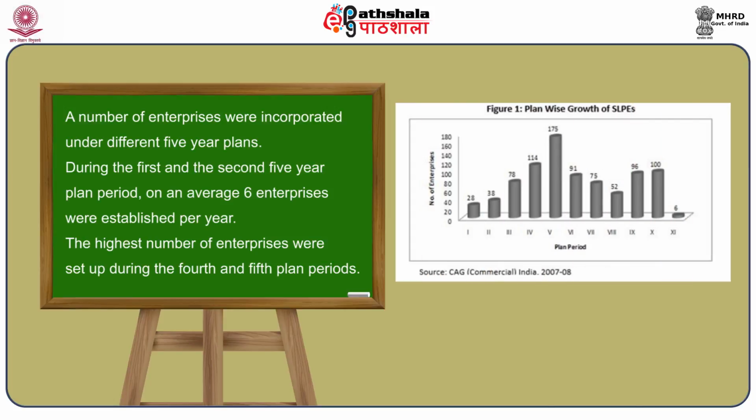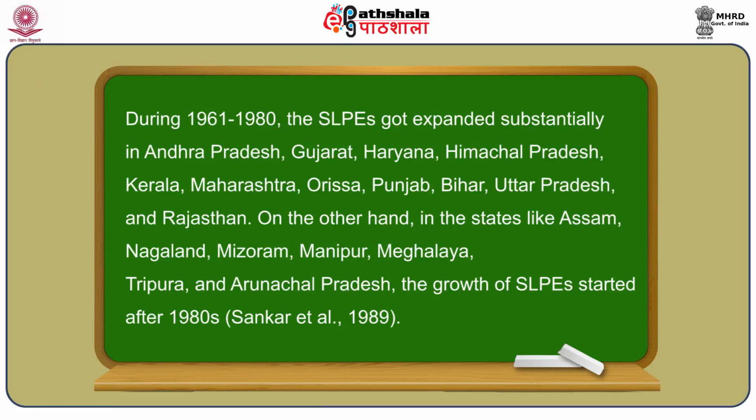A number of enterprises have been established over the 5-year plans. During the first and second 5-year plan periods, more than 6 enterprises were established per year. The highest number of enterprises were established during the 4th 5-year plan. During 1961 to 80, the SLPEs expanded substantially in the states of Andhra Pradesh, Gujarat, Haryana, Madhya Pradesh, Maharashtra, Punjab, Orissa, and Bihar. On the other hand, in states like Assam, Nagaland, Mizoram, Manipur, Meghalaya, and Tripura, the growth of SLPEs started only after the 1980s.